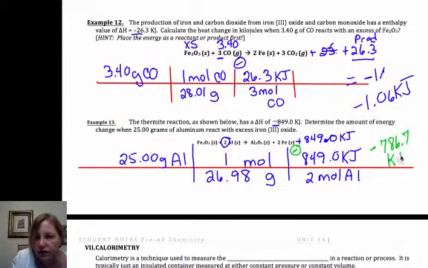786.7 kilojoules of energy. In the next segment, we're going to look at how scientists determine the caloric value in food products.